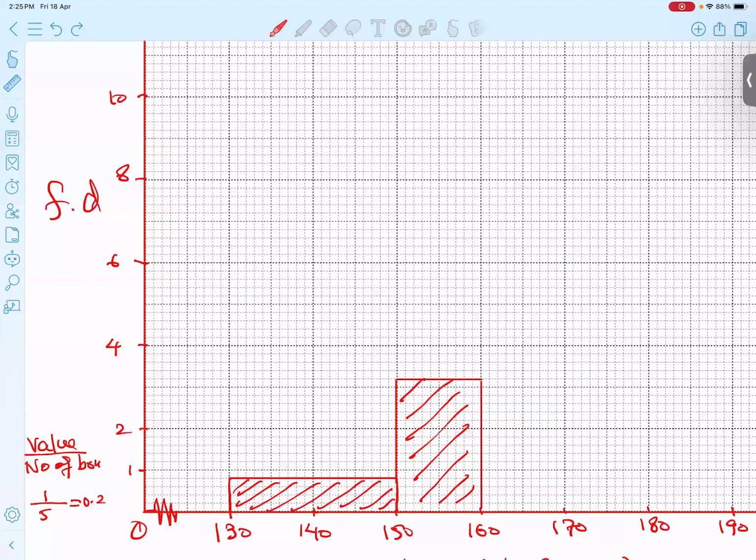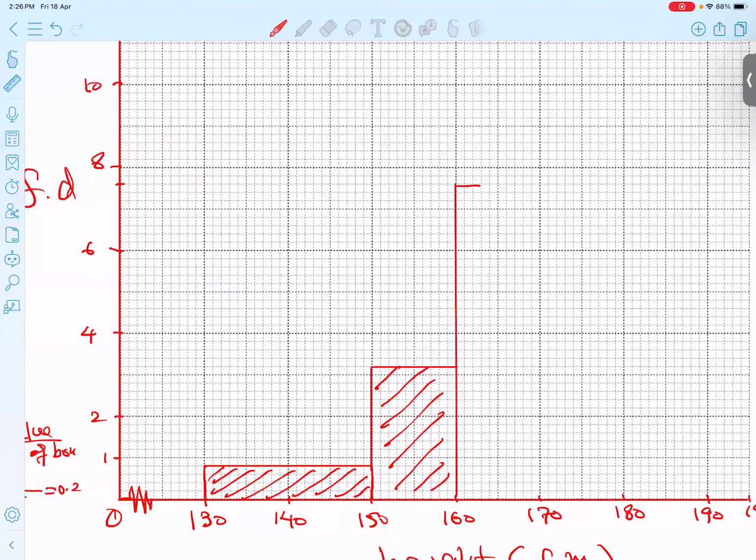Okay, and let me check it. Is it correct? Was it 160 to 170? Correct. Next one is 170 to 175 and 12.8. Where is 12.8? Here 12, then 12.2, 12.4, 12.6, 12.8. This is 12.8.